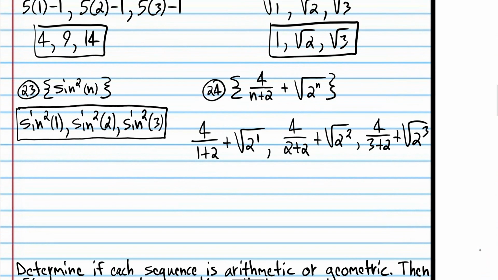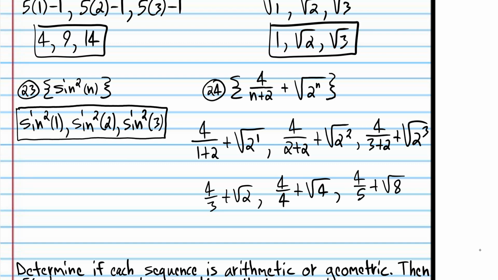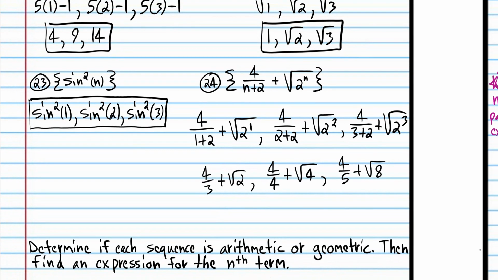So we have 4 over 3 plus root 2, that's the first term. We have 4 over 4 plus root 4, that's the second term. And 4 over 5 plus root 8, that's the third term. So there's really nothing we can do with the first term. We can just rewrite it. We have 1 plus 2. 4 over 4 is 1. Square root of 4 is 2. And we have 4/5 plus.